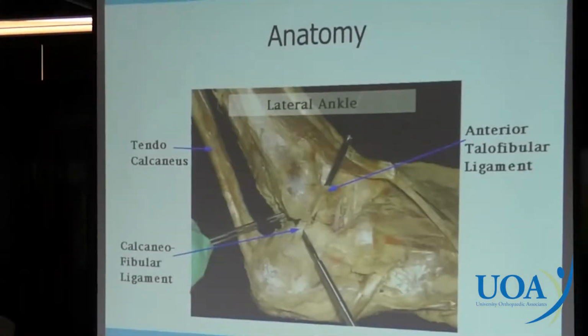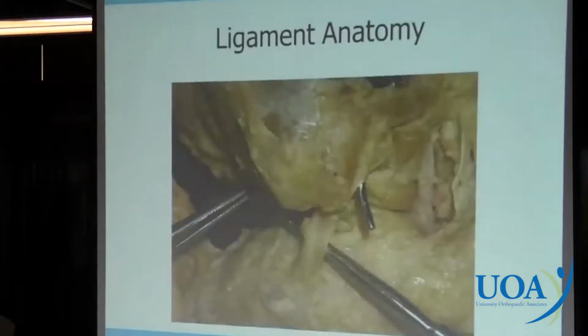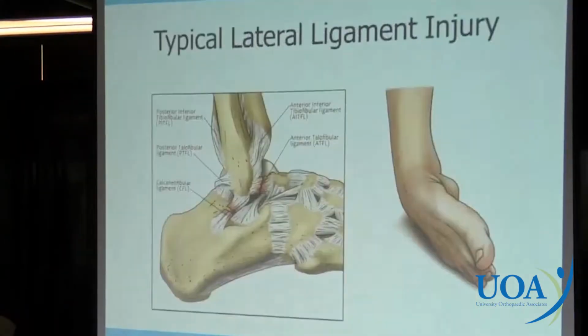In a cadaver specimen, again to identify the ligaments, you have the anterior talofibular ligament up there in the center of the picture, and then down lower the calcaneofibular ligament, and then their relationship to the Achilles tendon. And a close-up of the calcaneofibular ligament is here.